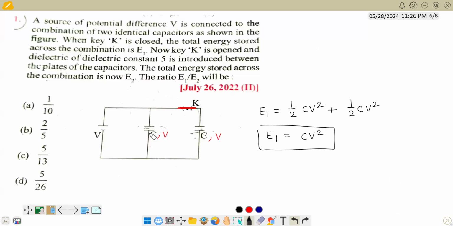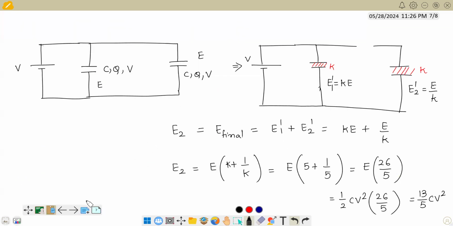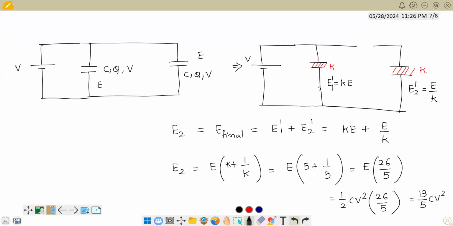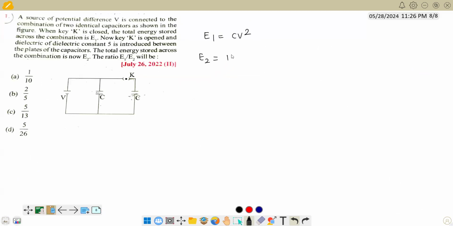Now I got my E1 and now I got my E2. So we want E1 by E2. E1 we got as CV square, and E2 we got as 13 by 5 CV square. So let us go for E1 by E2, which would be 5 by 13. CV square would be cancelling out. We get the answer as C.